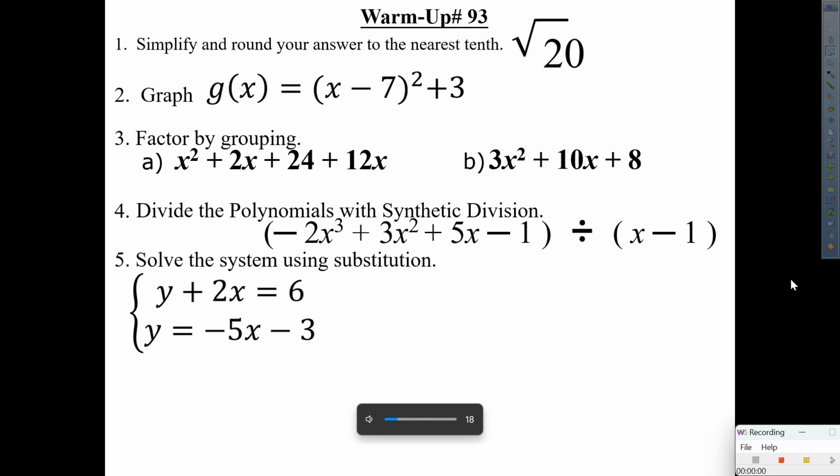All right, well, good morning, everyone. Welcome back to another exciting day of mathematics. Whoop, whoop. Warm-up number 93 is on the screen.